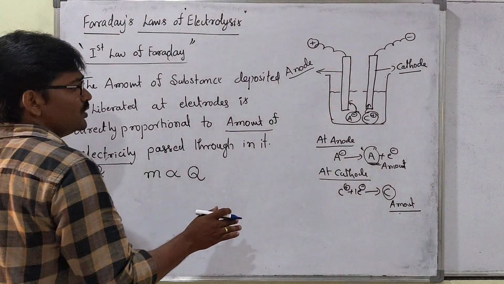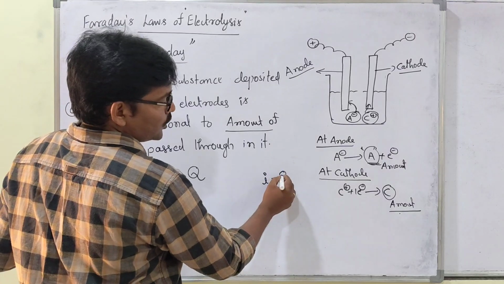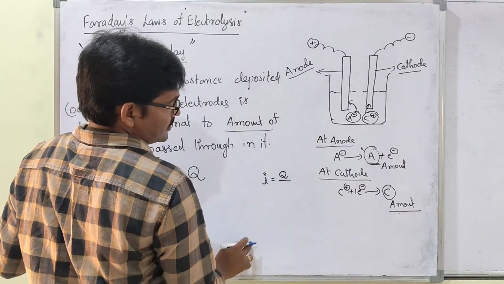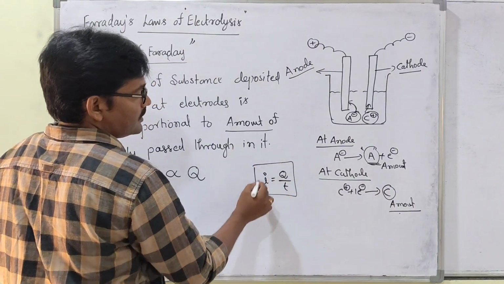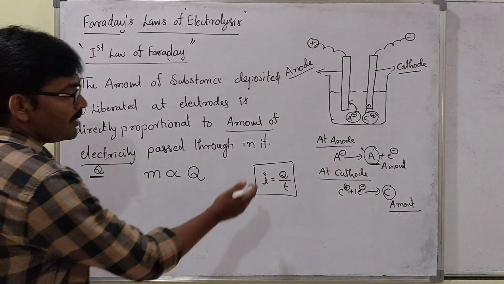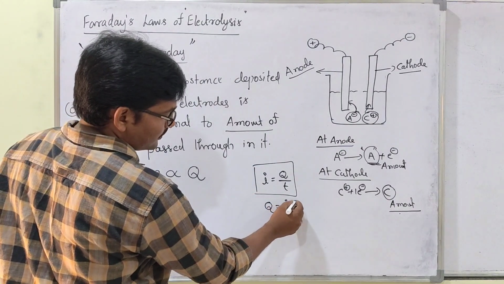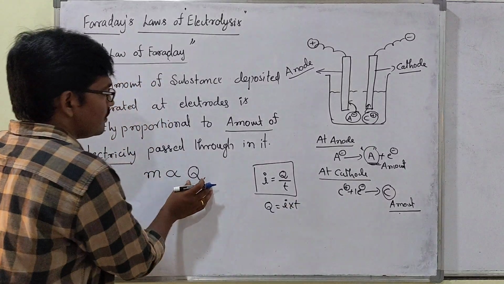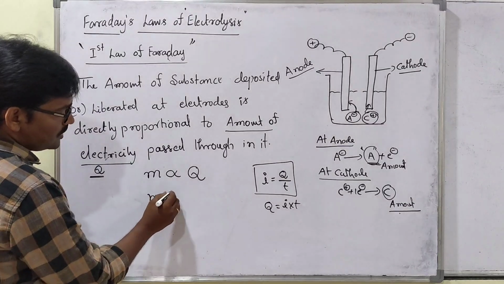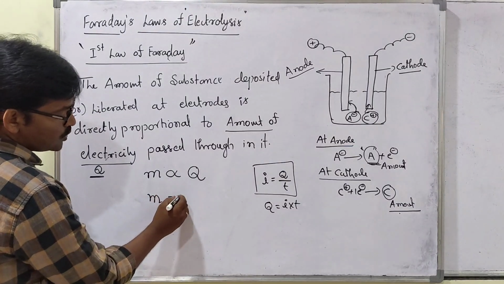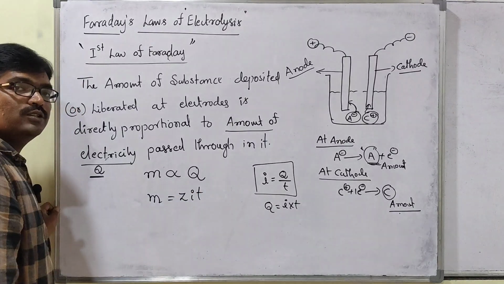Generally we know that current I equals Q divided by time t. This is the formula for current I. From this equation we get Q equals I into t. In place of Q, we can substitute I t. Then with the proportionality constant, m equals Z into I into t.